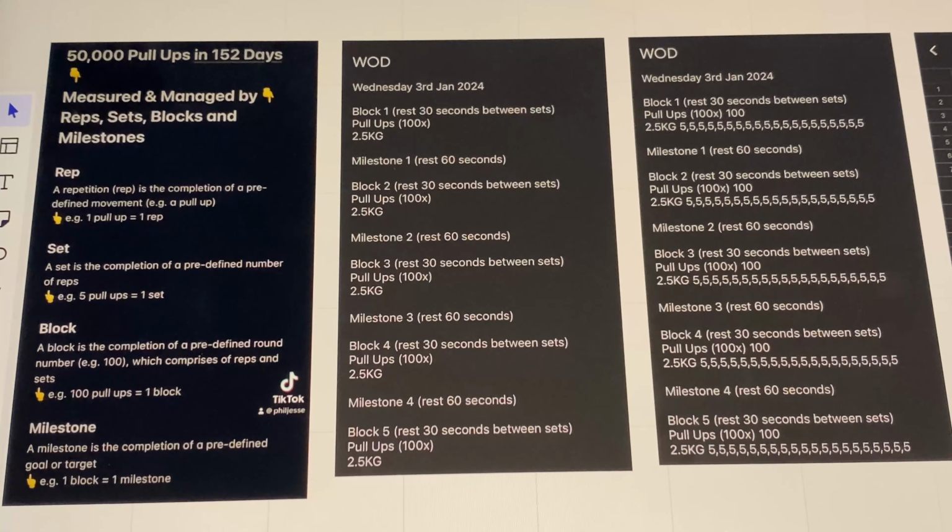So that number isn't 96. That number isn't 106. In this case, it's 100. But it could be 150 or 200, depending on what the workout is. This is how I build out large volumes of pull-ups. So if I say to you, today I'm going to do 500 pull-ups, and you ask how I'm going to build it out, this is how I would build it out.